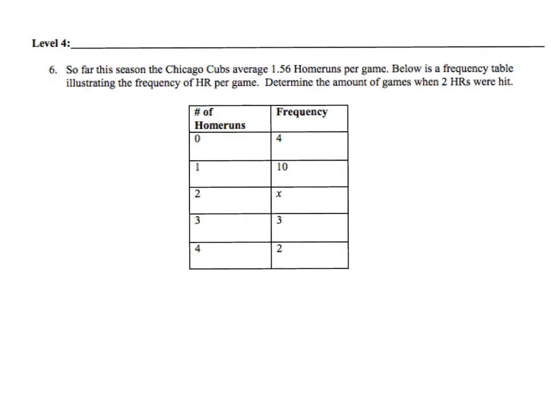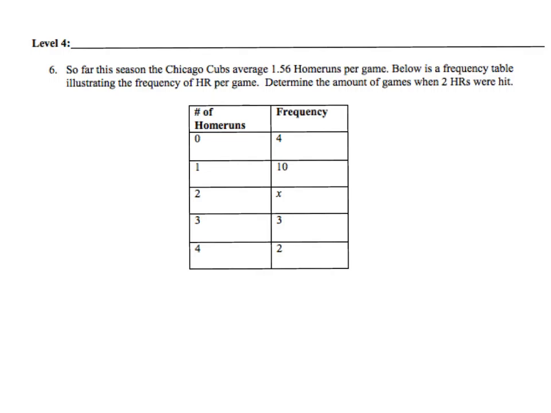Okay, so in level 4s we have frequency tables, but this time we're missing a piece in the table, but we know what the average is going to come out to be. It says, so far this season, the Chicago Cubs average 1.56 home runs per game. Below is a frequency table illustrating the frequency of home runs per game. Determine the amount of games when 2 home runs were hit.